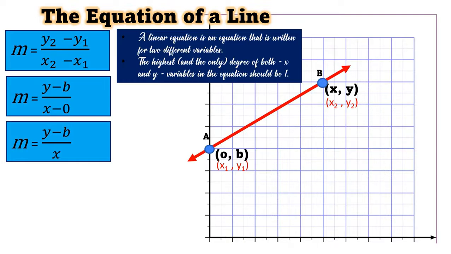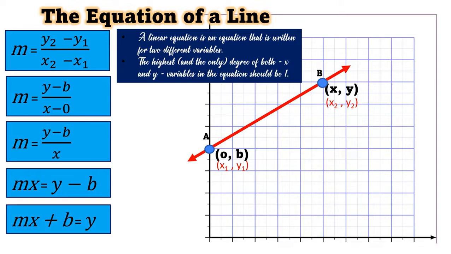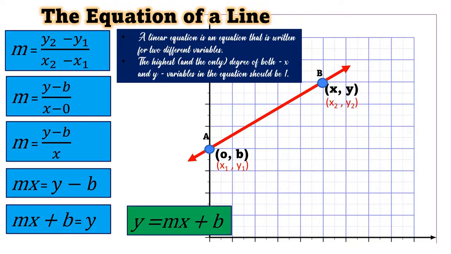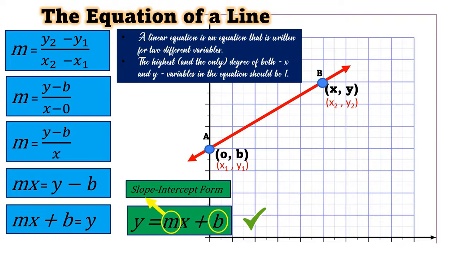By cross multiplication, we have m times x, mx, equals y minus b. And this can be written as mx plus b equals y by applying the addition property of equality. y equals mx plus b is the same as mx plus b equals y, where m is the slope and b is the y-intercept. That is why it is called the slope-intercept form of a line.